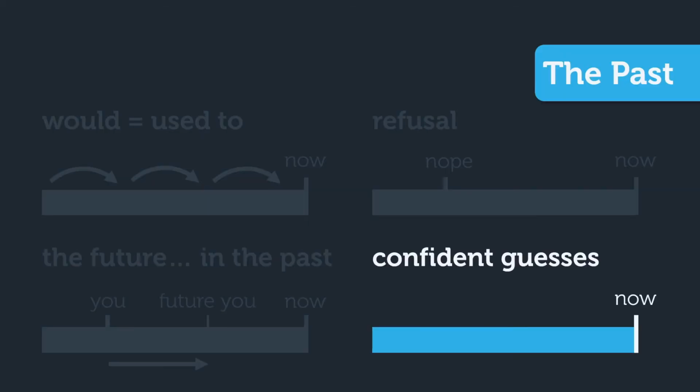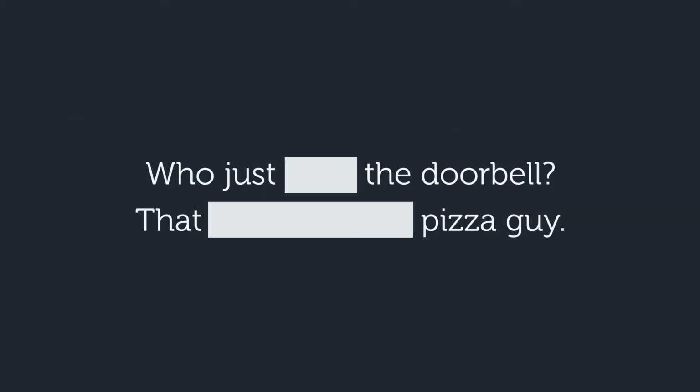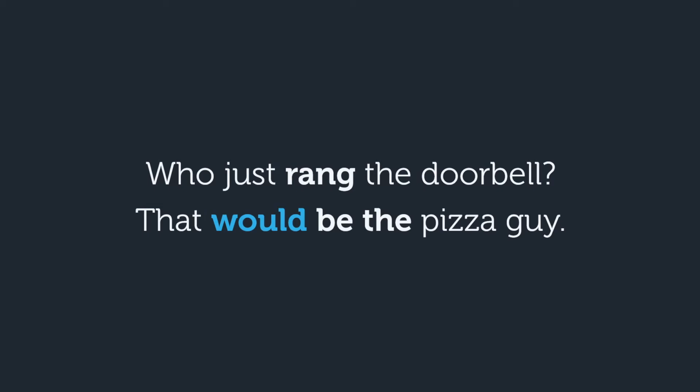The last past usage is when we use would to talk about guesses about things that happened recently, that you're pretty confident in. For example, if you ordered pizza and somebody just used the doorbell, how might this conversation look? Who just rang the doorbell? That would be the pizza guy.